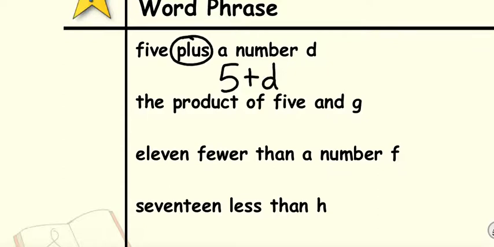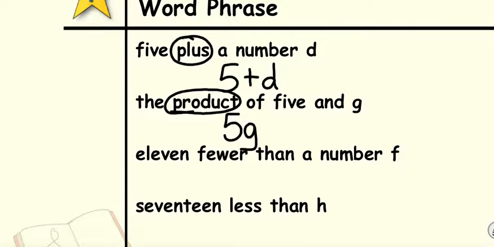Because addition is commutative, I could flop these around and have d plus 5, but that does not work for every problem. The next one, the product. I look at my list and I know that product means to multiply, so it means I'm multiplying 5 times g. So I put that answer.